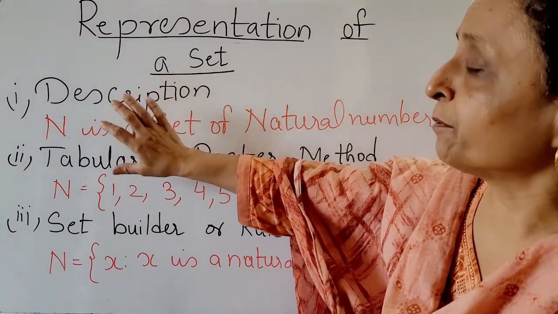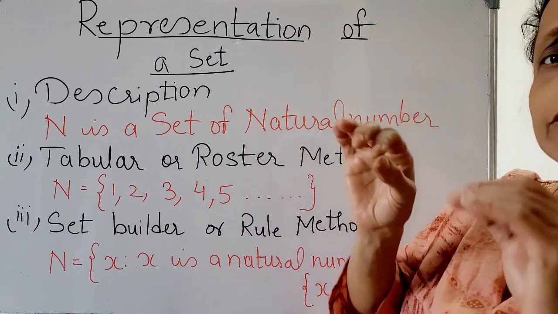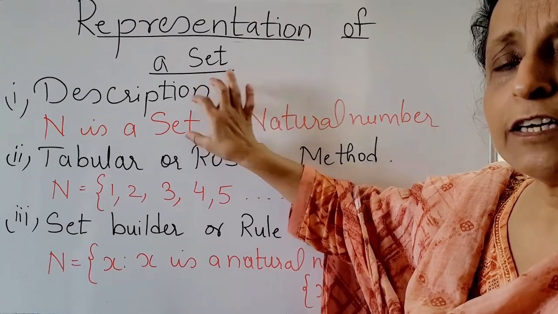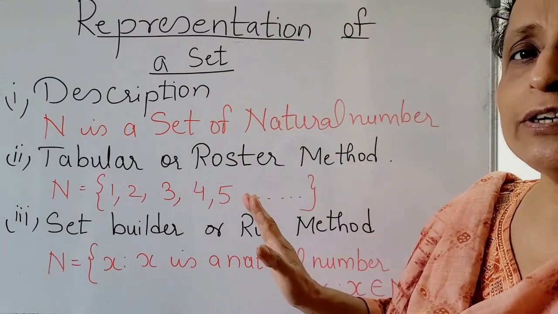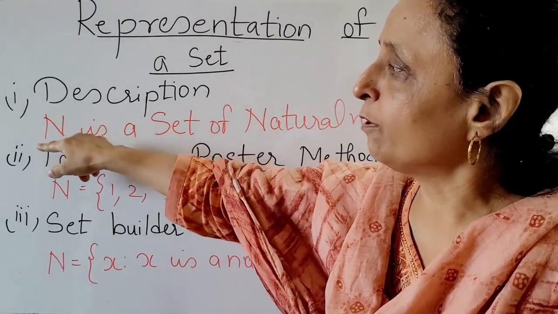So your description: N is the set of natural numbers. You have described that this is a set. You are describing the set. The set is the natural numbers. N is the set, and this is the symbol for the set.